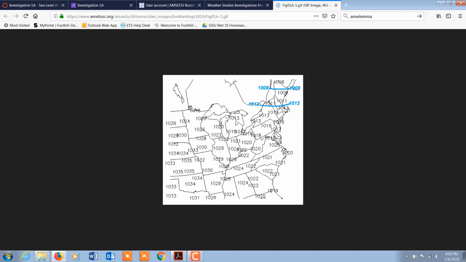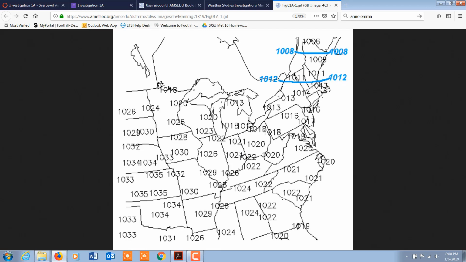Let me enlarge it a little bit. And there we go. When you see a map like this, you see a lot of different numbers. These numbers actually represent air pressure values, and the air pressure values are in a unit called millibars. All right, a unit called millibars.